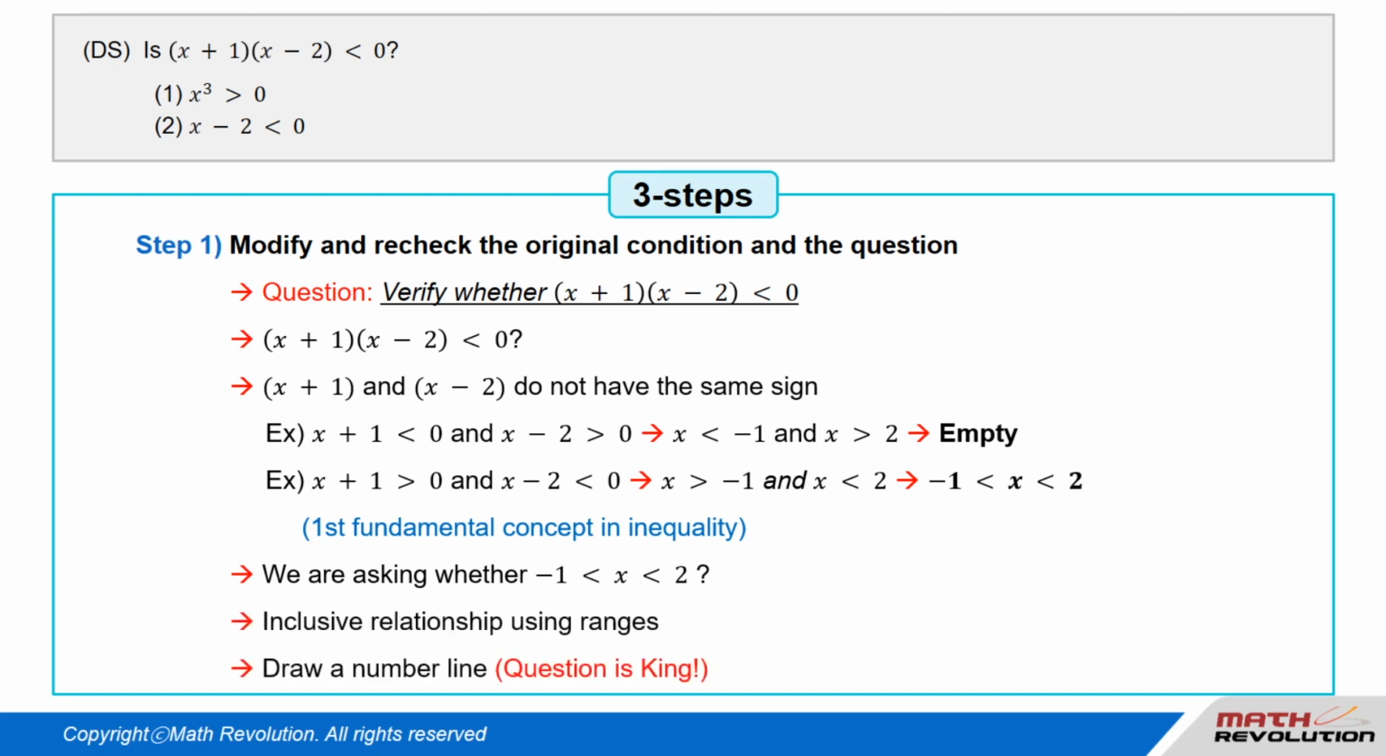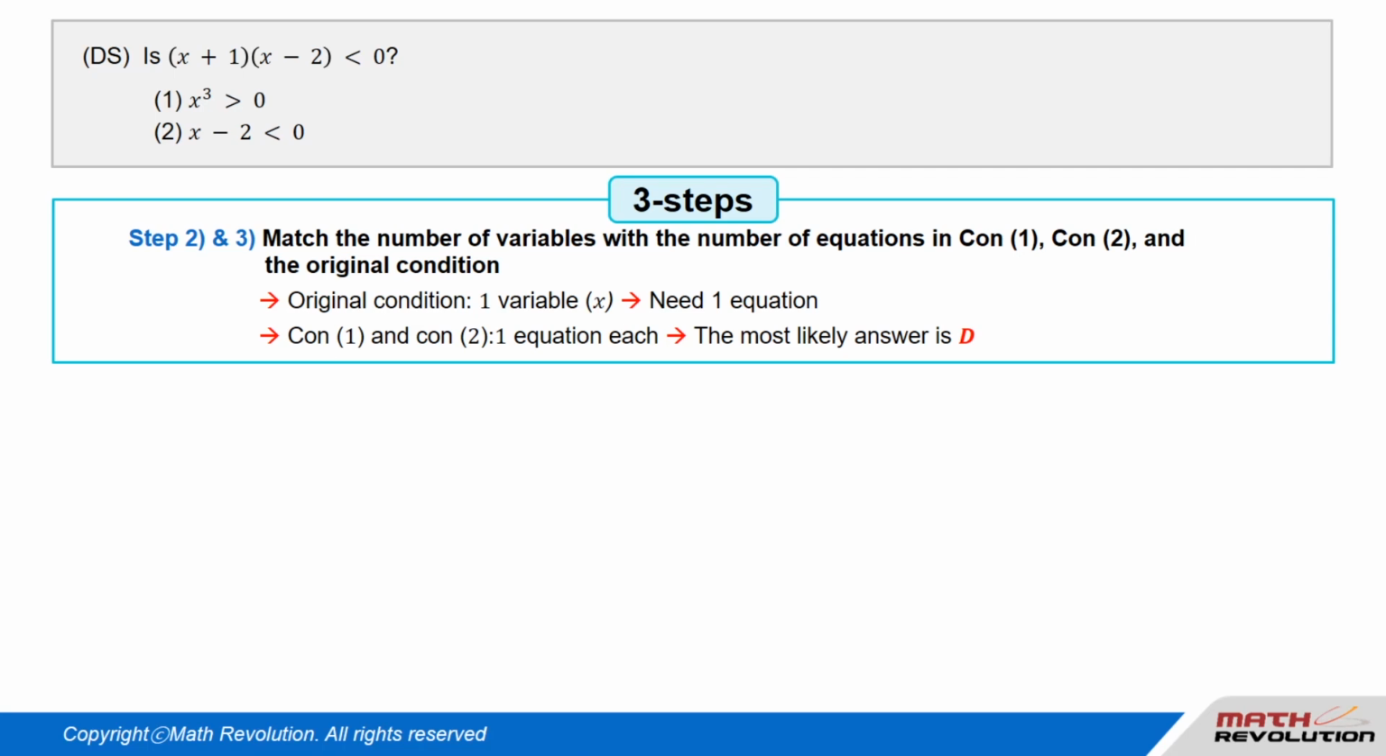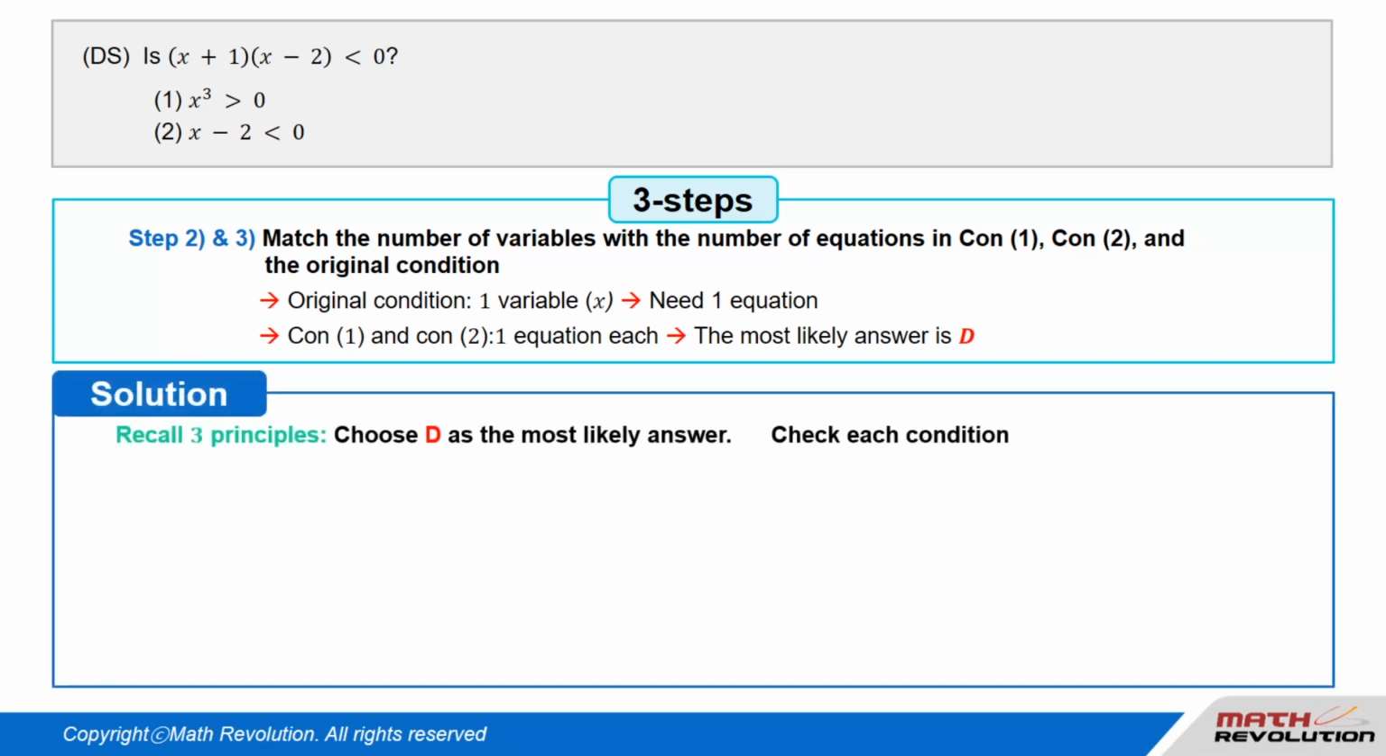So, we are asking whether -1 is smaller than x, which is smaller than 2. If a question asks for the inclusive relationship using ranges, solve by drawing on a number line. Don't forget that Q is K. Question is the king. Follow the second and the third steps. From the original condition, we have one variable, x. To match the number of variables with the number of equations, we need one equation. Since conditions 1 and 2 will provide one equation each, D would most likely be the answer. Recall 3 principles and choose D as the most likely answer.